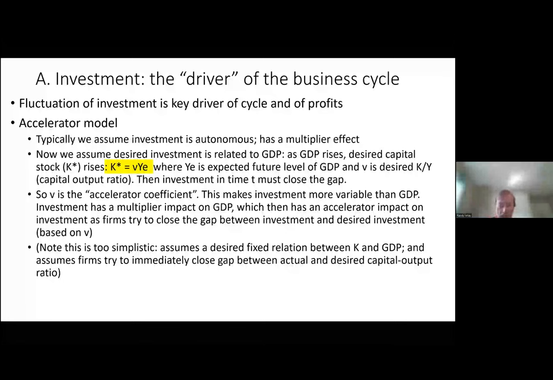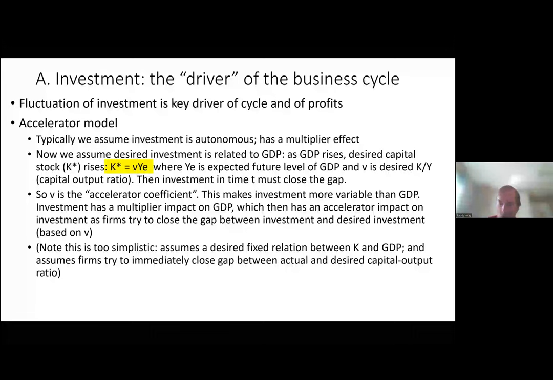So investment in time T has to close the gap to achieve the desired capital ratio. So V is the accelerator coefficient. It tells us how much investment is induced as income goes up. This is going to make investment more variable than GDP. We have a table in the textbook that shows you that the system becomes much more unstable when we do this. And the reason in words is because investment has a multiplier impact on GDP, which then has an accelerator impact on investment as firms try to close the gap between investment and desired investment based on that capital output ratio.